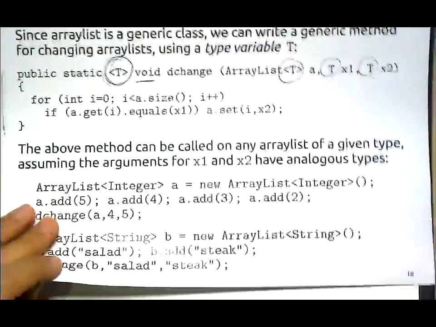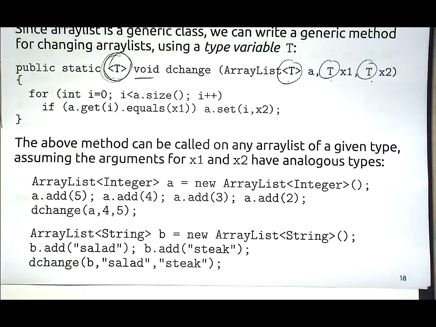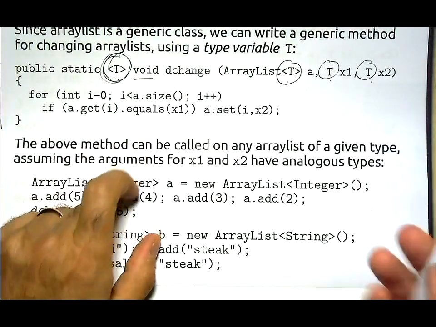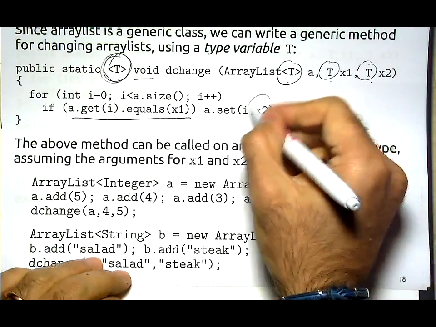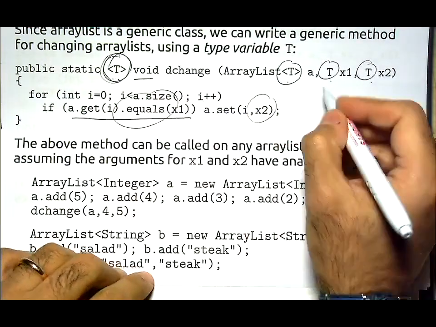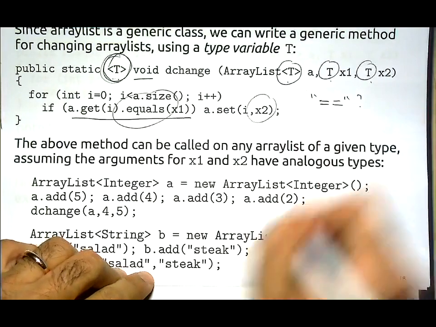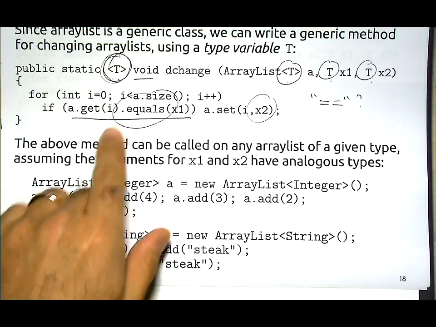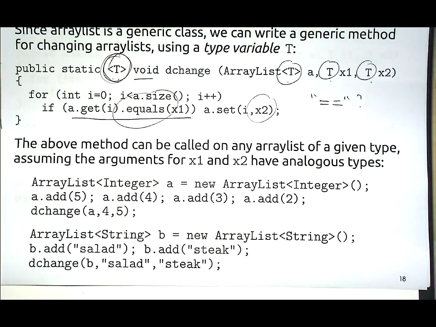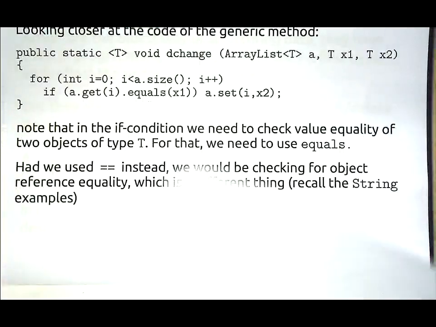All right. And the final remark I have here is, if you look at the code, I have used equals for comparing. So I go through my array list, I compare all the elements with the element I want to change, and if they're the same, I change it to the other element, x2. So why am I using equals and not double equals? Well, as we said before, because what I'm interested in is value equality and not reference equality. If I were to use reference equality here, it would work for integers, but it would probably break for strings. So that's why we use equals.